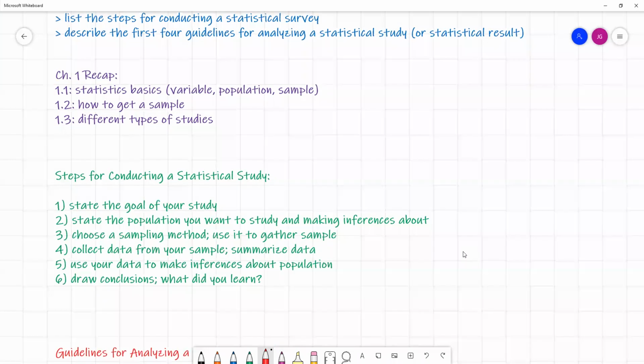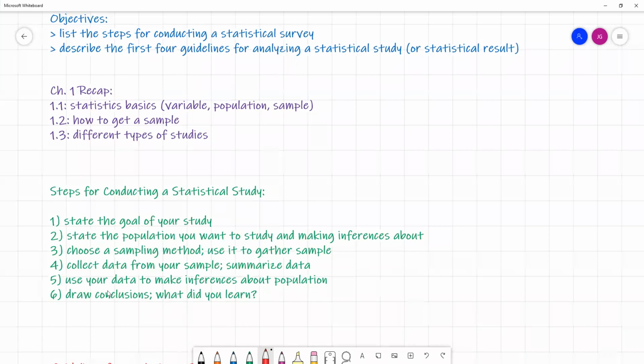So there are 6 steps to conducting a statistical study. It'd be a good place to start here on how to conduct the study, so you can kind of understand where all the guidelines that we're going to look at come from. Okay, so these are the steps for conducting a statistical study. Let's go ahead and write these down. These are not going to be the main focus, but it'll be good to have these written down and compare our guidelines to them, okay?